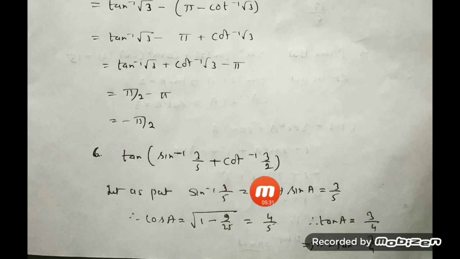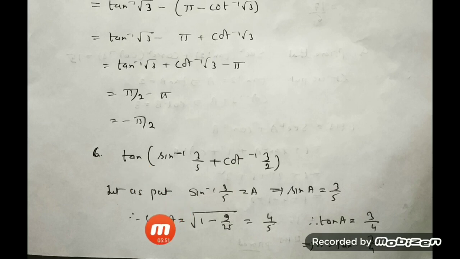Okay, now go to this question. Here you see tan of sine inverse 3 by 5 plus cot inverse 3 by 2. These are not standard values, so I have to use substitution. Sine inverse 3 by 5, I name it as A, that gives you sine A is equal to 3 by 5. As this is tan, our aim is to get the value of tan.